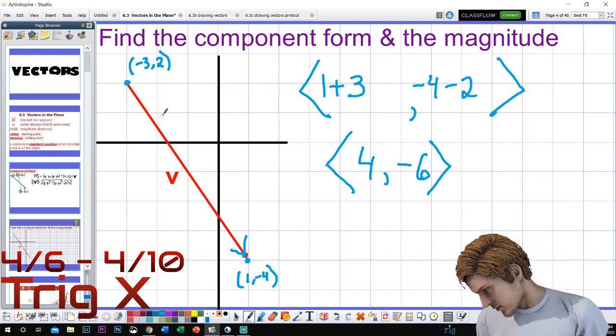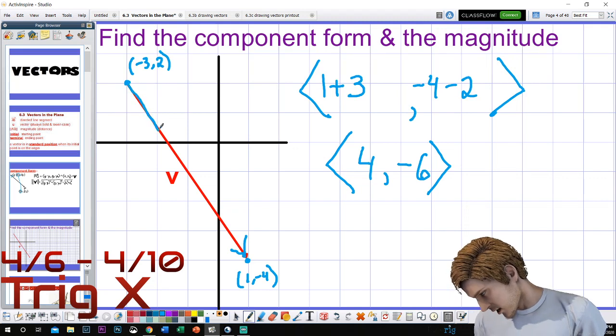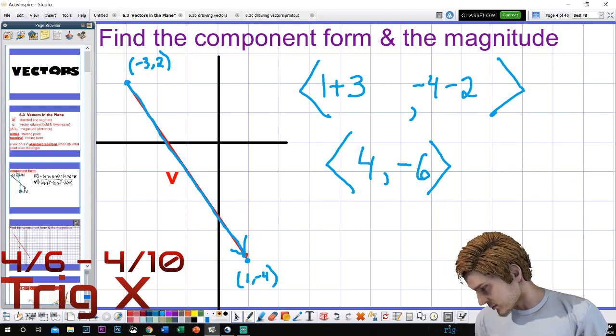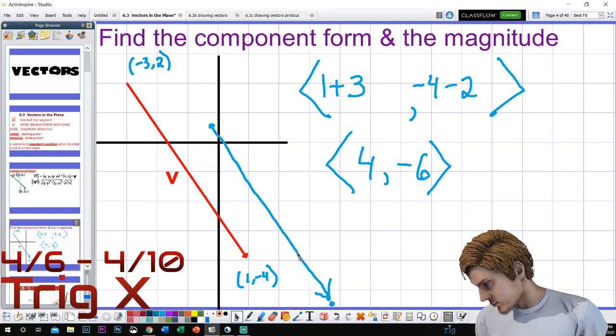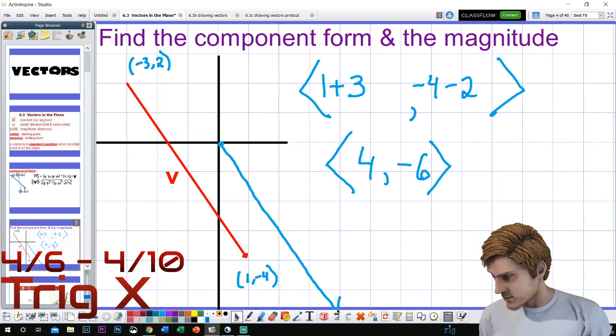Now, something amazing about this: let me take this dot right here and draw a really straight line all the way down to that arrow. Now, if I took this vector and I moved it so it started at 0, 0, look at where it ends up. 1, 2, 3, 4 to the right. 1, 2, 3, 4, 5, 6 down. Not a coincidence. That should happen. So component form, remember, starts at 0, 0 and works its way over to wherever it's supposed to end.